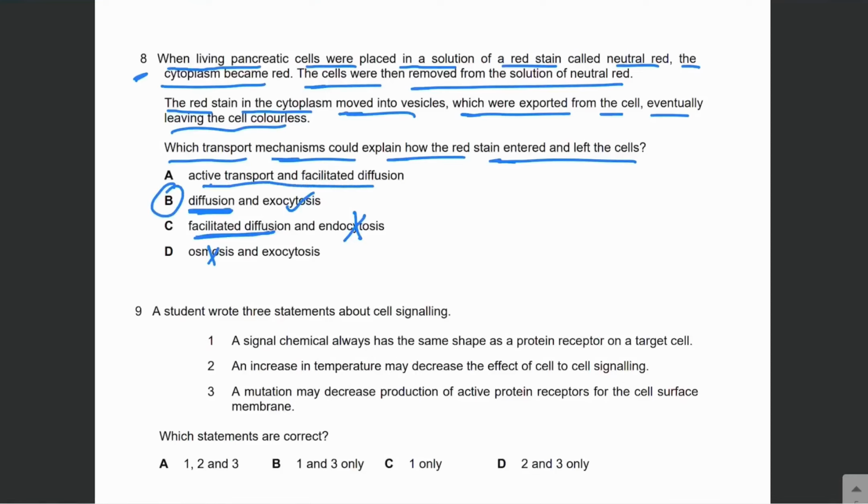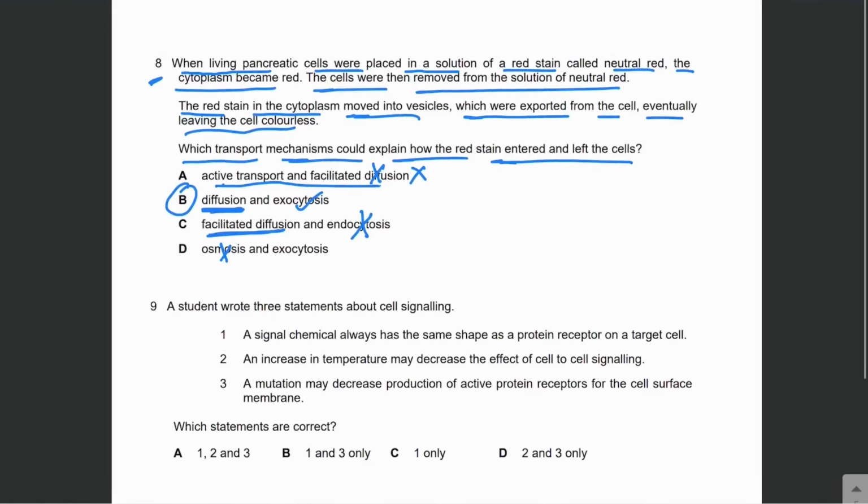Active transport and facilitated diffusion could not be the answer because the stain was in the vesicles. It could not come out of the cell by facilitated diffusion, right? So the answer is B.